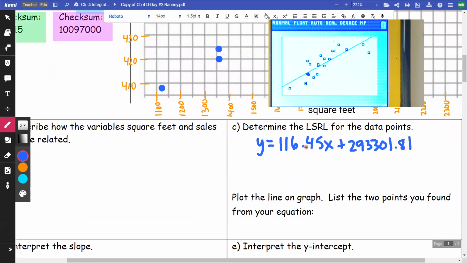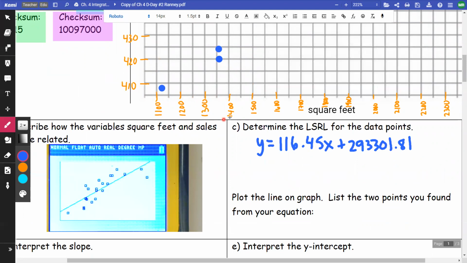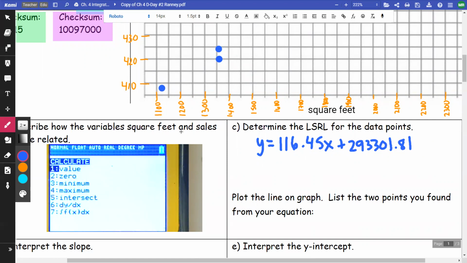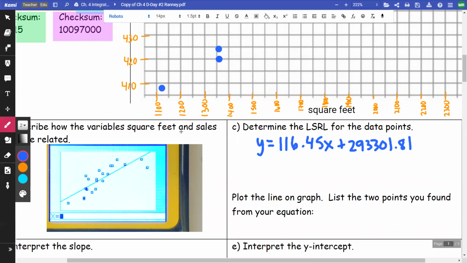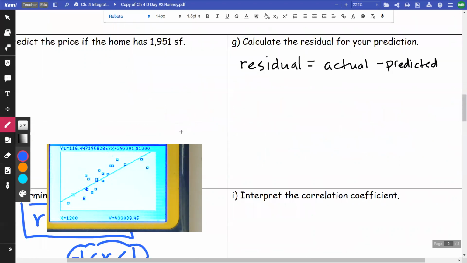And so what I'm going to do is use my calculator. Let me just move it. I am going to choose some values here. Let's say I do like 1,200. On this calculator, if I press the second button and trace, and I come to number 1 value, I can put in an X value. So I said 1,200, and that point's going to be given to me there. So I'm going to jot that down.